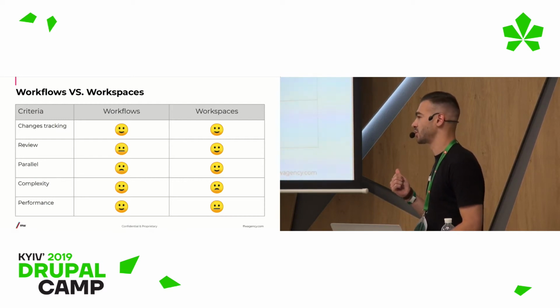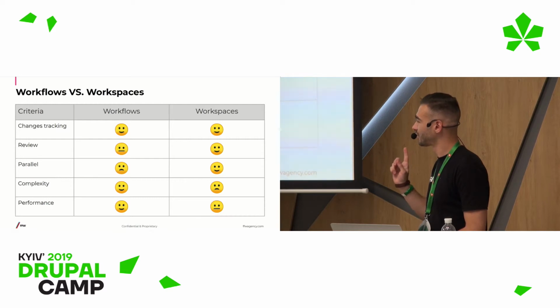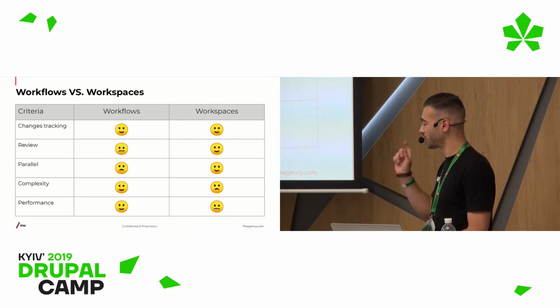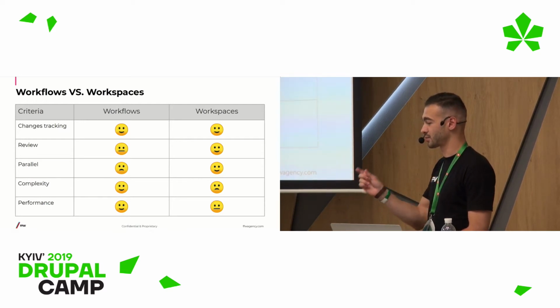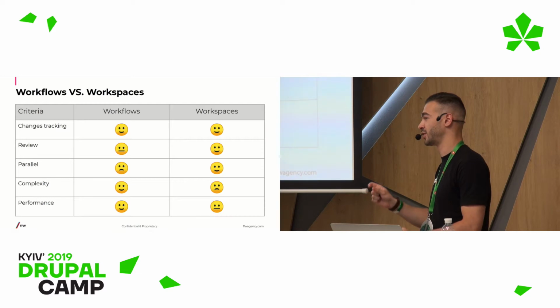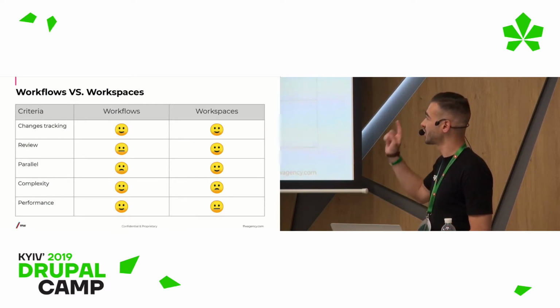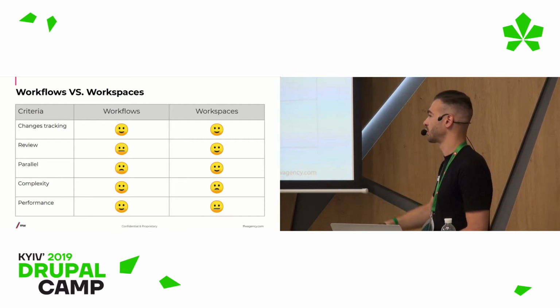You don't have this issue with workspaces because you have a separate branch. If you need some urgent change to go live, you can simply create another branch, make this change there, quickly review it and publish, and then just reflect this change in your branch that is in progress.